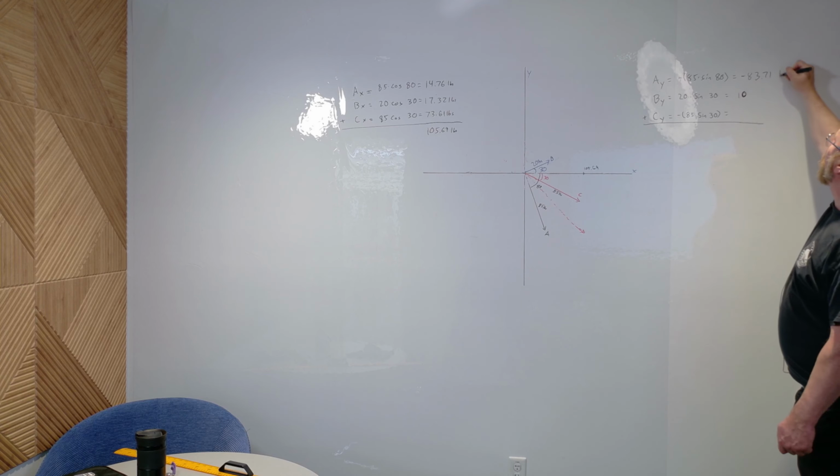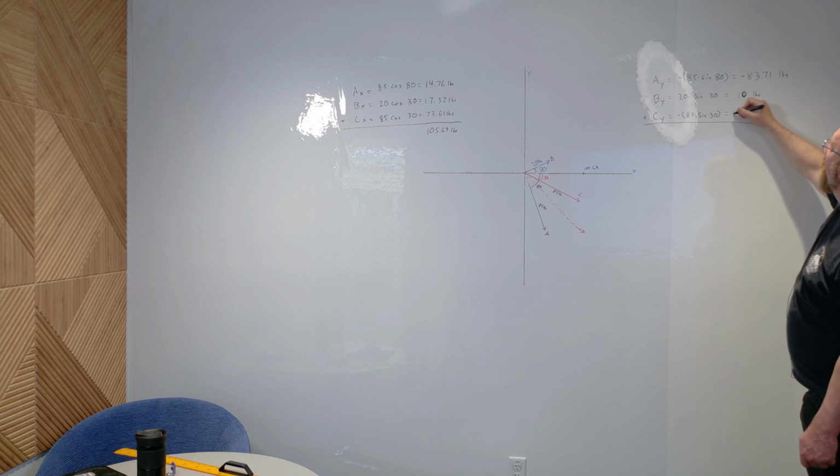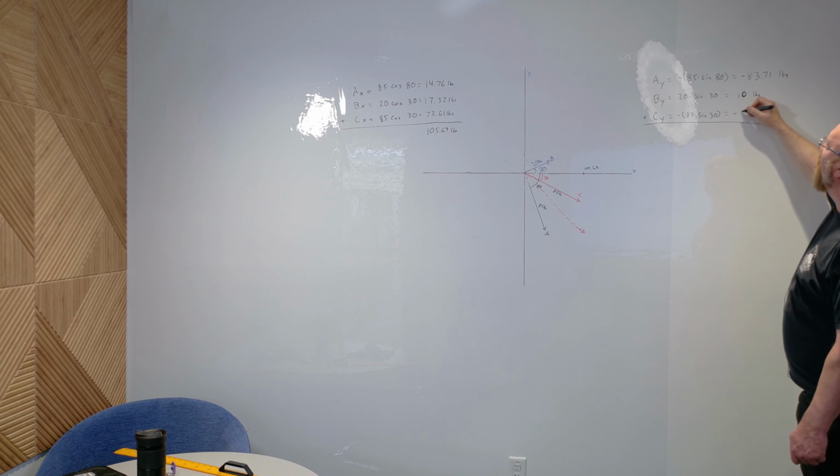Okay, and all of these are pounds. Yep, those are all pounds. That one's positive 10. And that's positive 10. And this one is negative 85 sine 30. That's going to be negative 42.5.